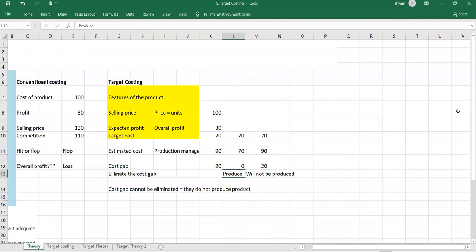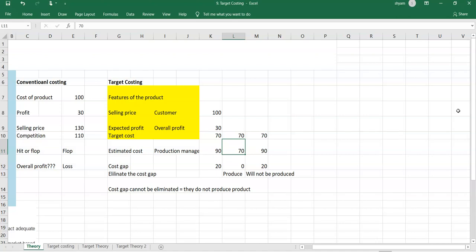So this is a very nice concept, because rather than producing the product, finally entering the market and finally flopping, we first consider the customer. We ask the customer what his opinion is and what price he wants. Then we determine what profitability we want, then what the cost should be, and what would be the actual cost of production.